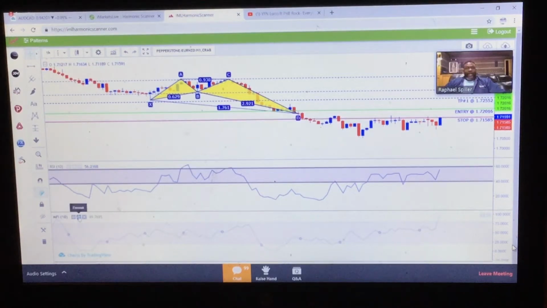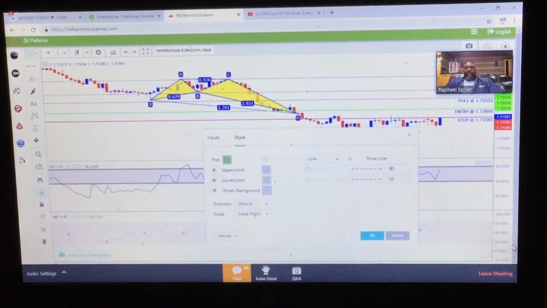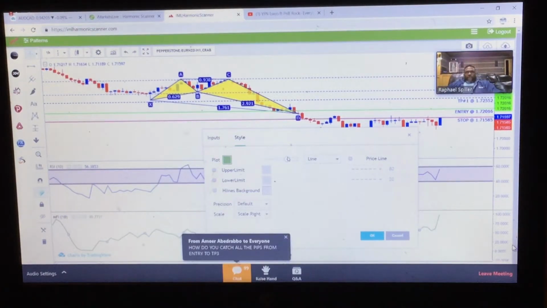And I go back to my style. I'll take out the 80. Watch this. I'll take out the 80 level, and I'll take out the 20 level, right? And I'll take out the background. Make sure you do it just like I did it.